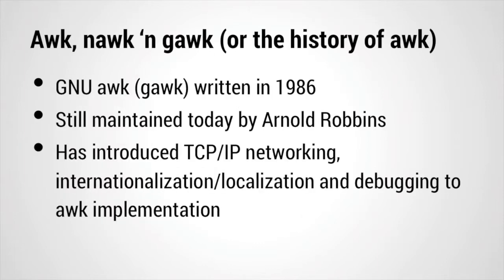GNU awk, or GAWK, was written in 1986, and has been maintained by Arnold Robbins, who also wrote the user's guide for the GNU implementation, which was one of my primary research sources. GAWK introduced network access, internationalization, localization, and language-level debugging to awk.